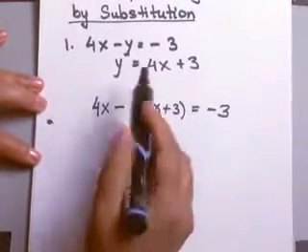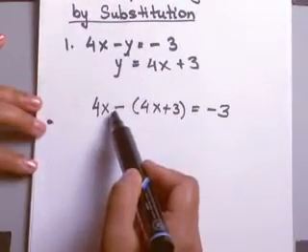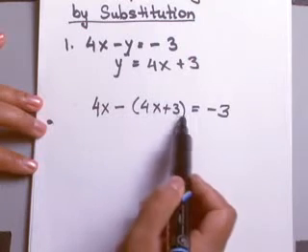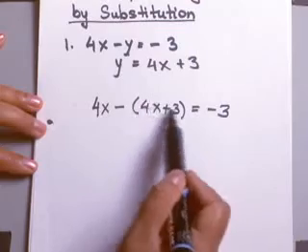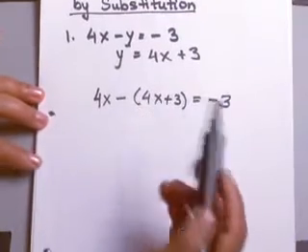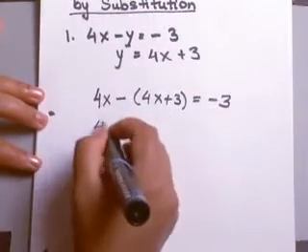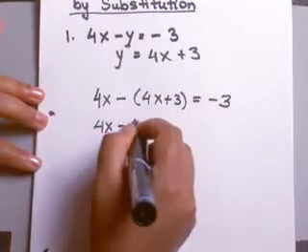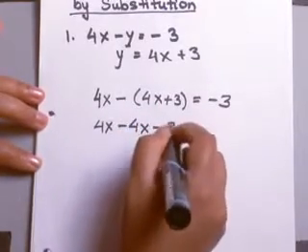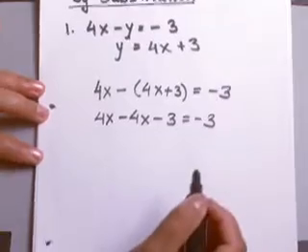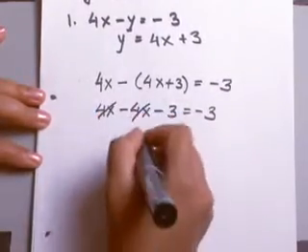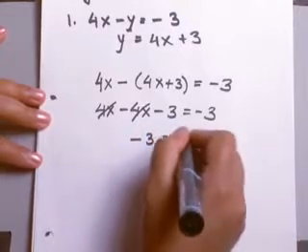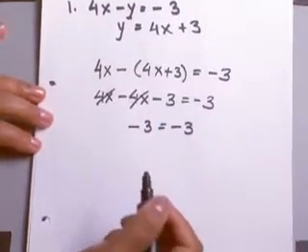Now you have to be careful because you have this negative sign outside. When you remove these parentheses and bring these terms outside, that negative has to apply to everything inside the parentheses. So you will end up with 4x minus 4x minus 3 equals negative 3. 4x minus 4x will cancel out, and you're left with negative 3 equals negative 3.